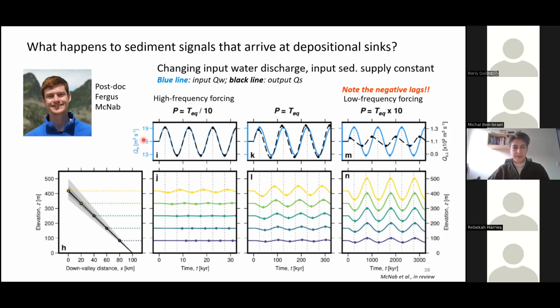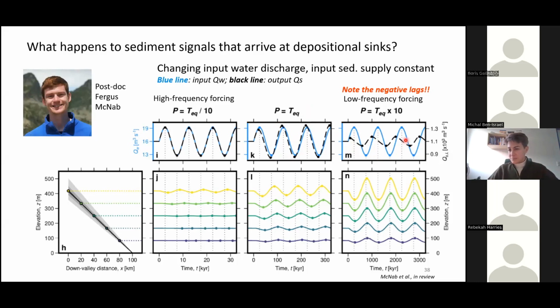of that system. So under high frequency forcing, we could see that the sediment discharge signal, which is shown in the black line, has a very similar amplitude and is nearly in phase with the forcing. If we go to a slightly lower frequency forcing, what we see is that the amplitude of that sediment discharge signal at the outlet is actually slightly amplified. So it's a little bit bigger. And you can also start to pick out a little bit of a negative lag. And that means that the peak in the sediment discharge at the outlet slightly precedes the peak in the water discharge at the inlet. Kind of weird.